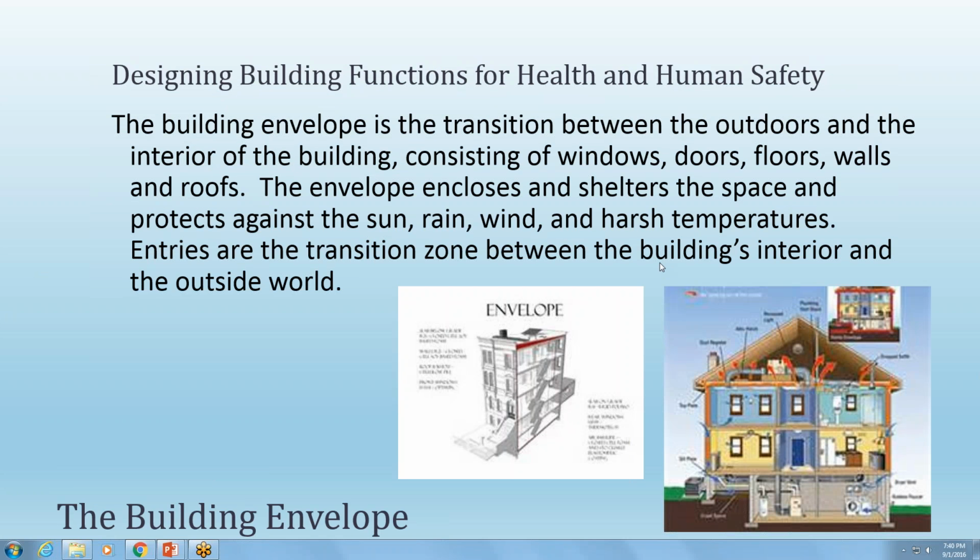So, design building functions for health and human safety. The building envelope is the transition between the outdoors and the interior of the building, consisting of windows, doors, floors, walls, and roofs. The envelope encloses and shelters the space and protects it against sun, rain, and wind, and harsh temperatures. Entries are the transition zone between the building's interior and the outside world.